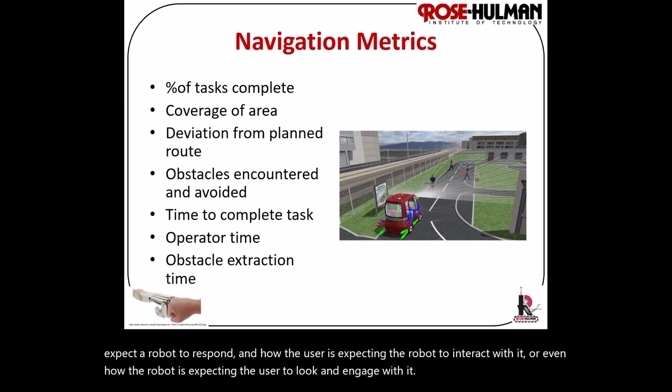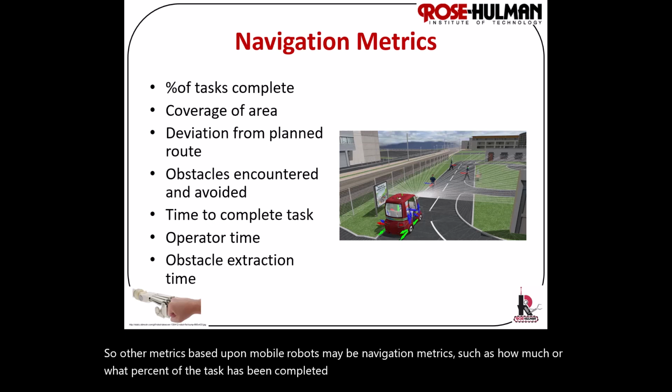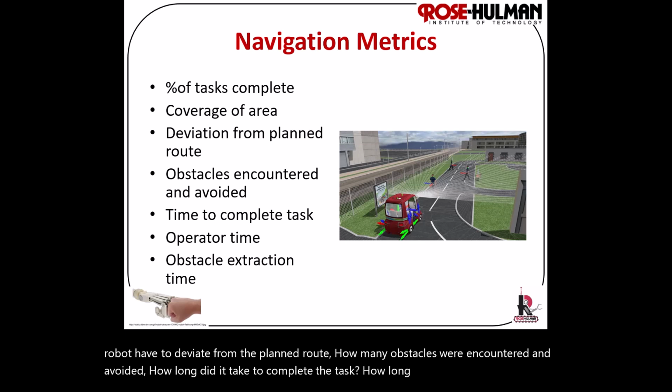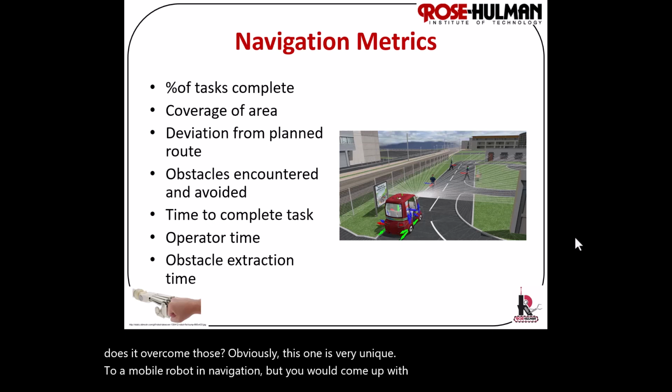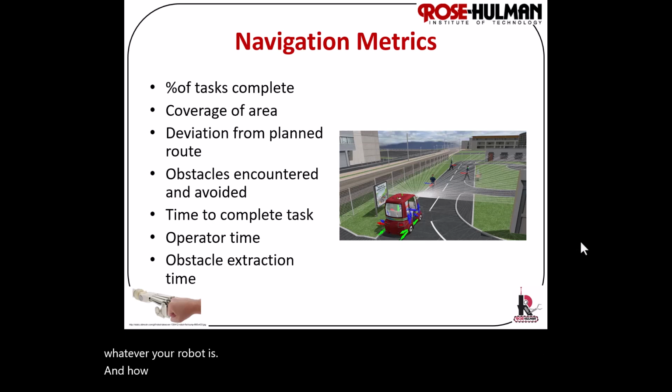So other metrics based upon mobile robots may be navigation metrics, such as how much or what percent of the task has been completed, how much area was actually covered, did the robot have to deviate from the planned route, how many obstacles were encountered and avoided, how long did it take to complete the task, how long was the operator required to engage with the robot to complete the task. If the robot got stuck on any obstacles, how does it overcome those? Obviously, this one is very unique to a mobile robot in navigation, but you would come up with similar metrics based upon whatever your robot is and how it has to complete some task or mission.